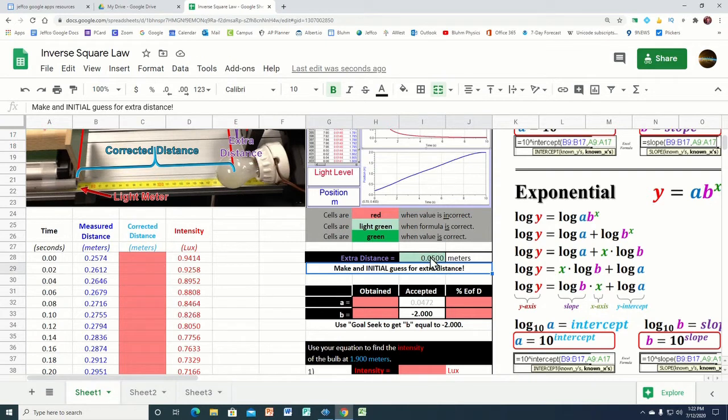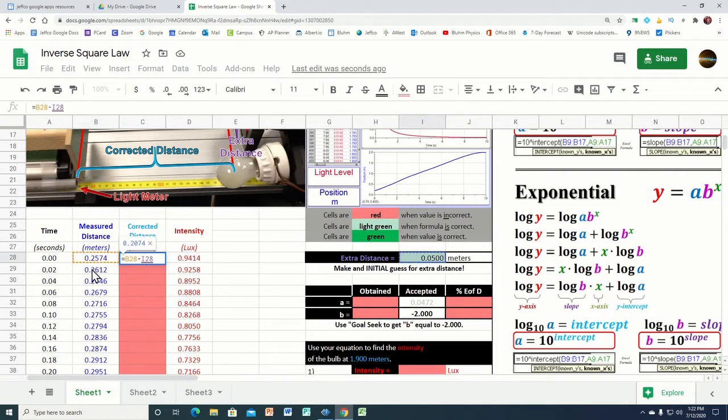The cell turned light green, and this time I have two different shades of green. A light green means we're on the right track, that my formula is correct, but it will turn a dark green when we actually get the correct value. So every one of those distances should have subtracted some amount, and I'm initially guessing that it was this amount. So I'm going to write a formula. It's going to be this number minus this number.